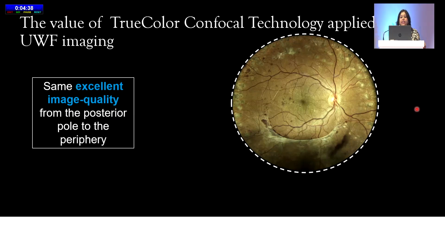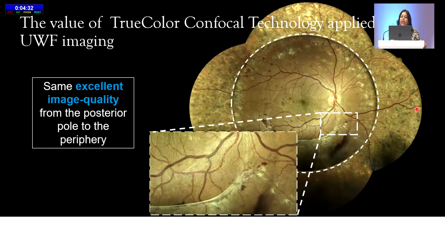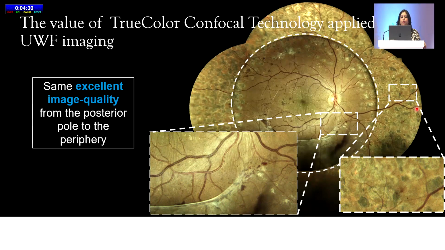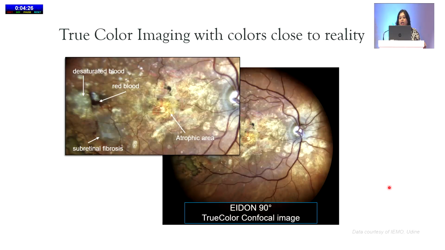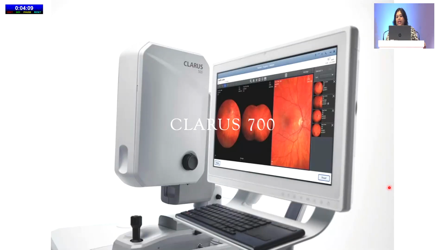So here we can see the central fundus photo, but the moment you get out in the periphery, often we lose resolution. Here you can maintain the resolution both centrally as well as in the periphery equally. So it's more reliable with a true quality of vision. A brief comparison of what an image would look like on a Clarus, Optos, and an ADON, with pseudo colors in Optos, more red saturation in Clarus, while true, more natural looking colors with ADON.